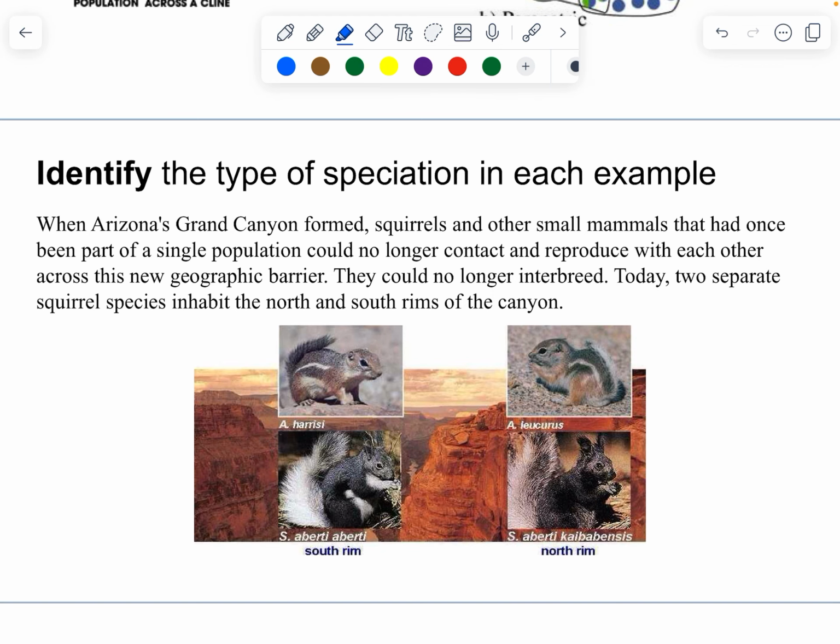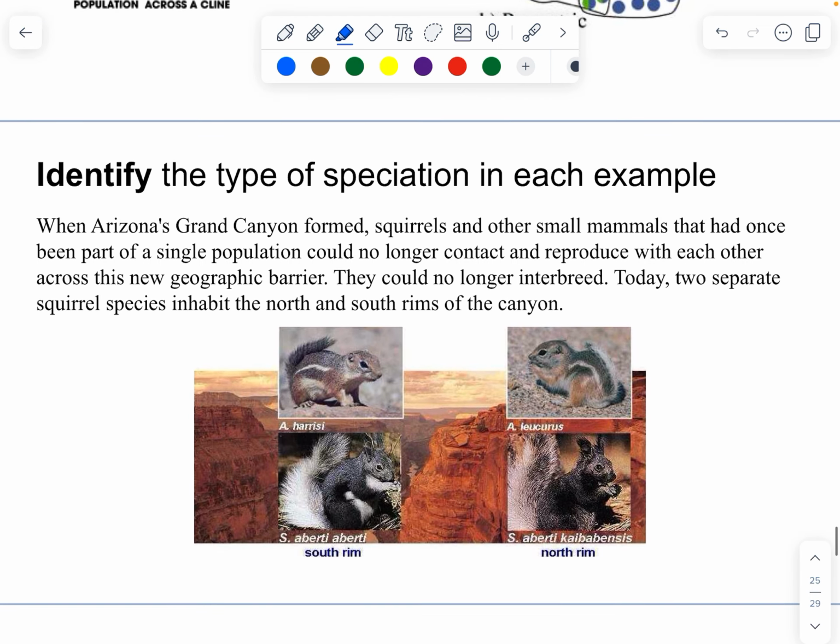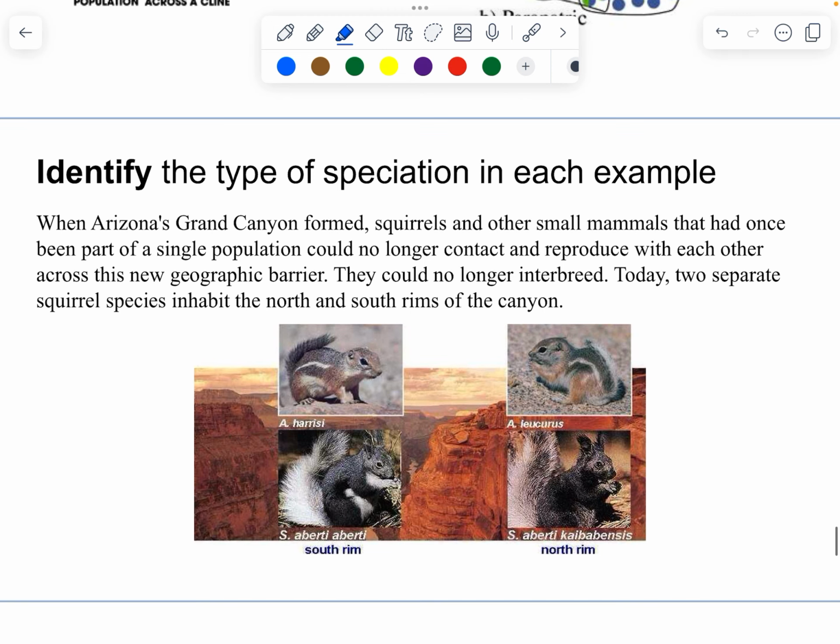So now I'm going to give you some real life scenarios. I want you to try to identify each example as sympatric, allopatric, or parapatric speciation. So here's scenario number 1. Take a look at the picture. These are 4 different groups of Grand Canyon squirrels.